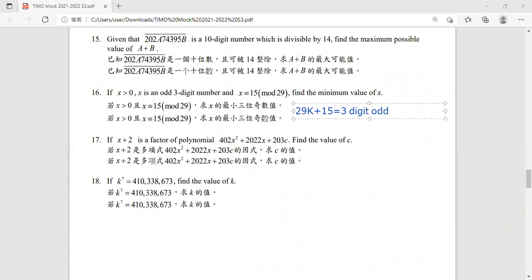Okay, so you find the minimum. Now I know that 29 times 4 equals what? 116, is it? Now actually, 29 times 3 is 87, but 87 plus 15 is 102, but it is even, so it doesn't work. So I have to add 29. So 102 plus 29, which is 131. So the answer is 131.